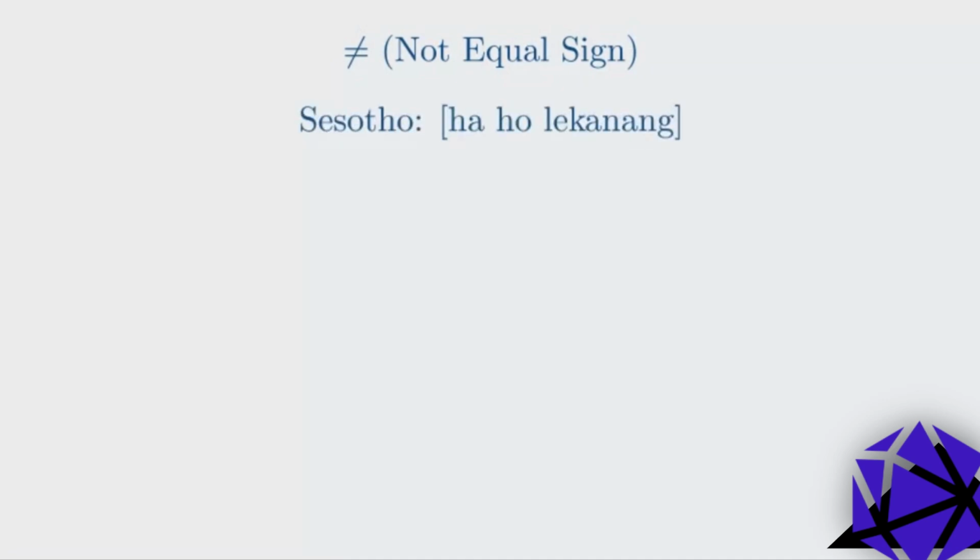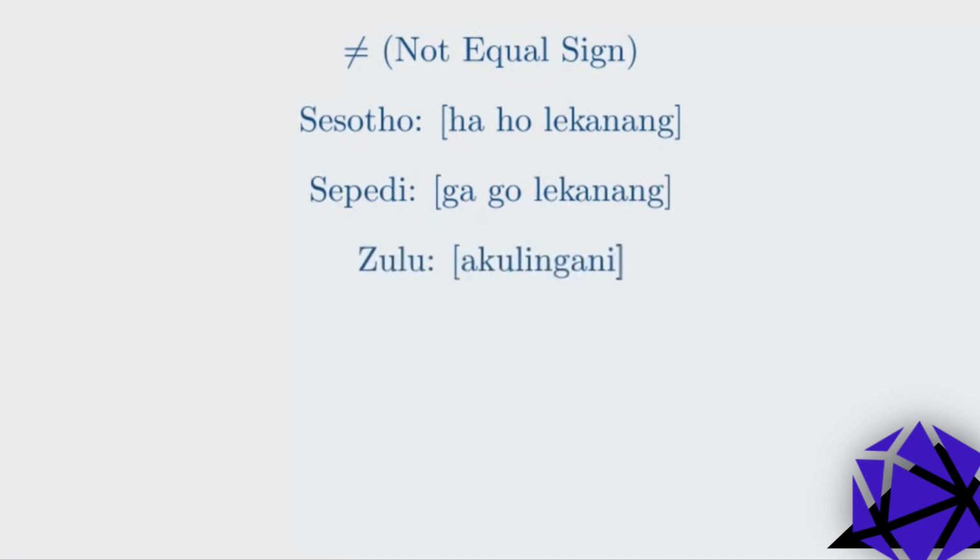What if 2 things are not equal? We have a symbol for that too. This is the not equal sign. It's an equal sign with a line through it, and it means that 2 values are different. In Sesotho, we say, haho lekanang. In Sepedi, we say, gago lekanang. And in Zulu, we say, akulingani.